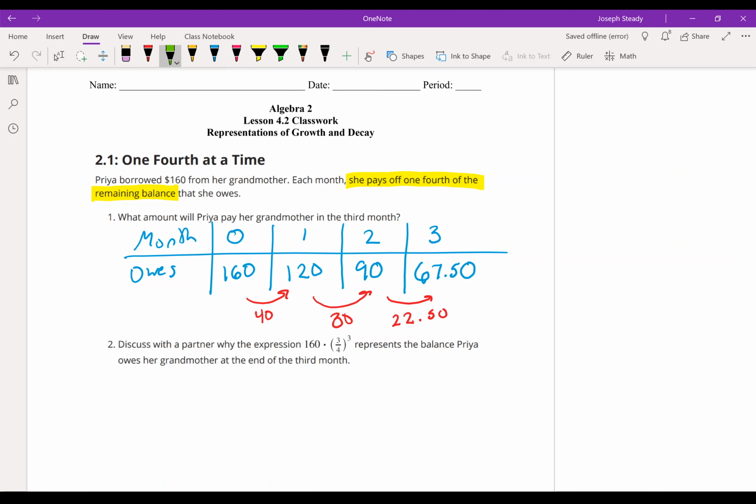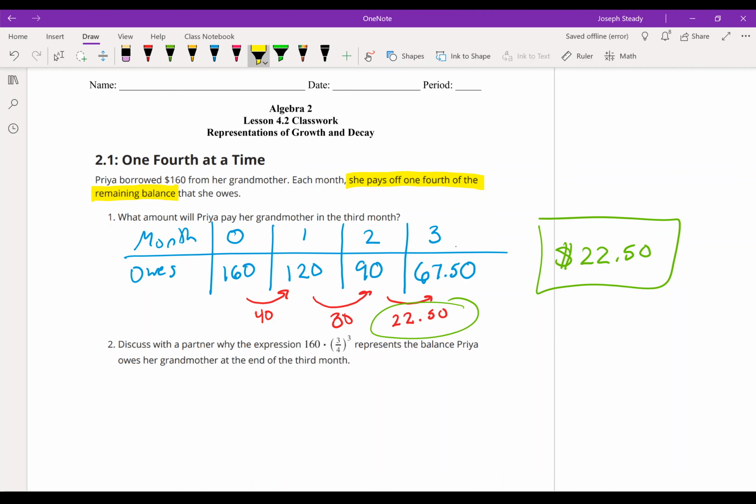And that third payment is the $22.50. In the first month, she paid $40. In the second month, she paid $30. And in the third month, she paid $22.50.